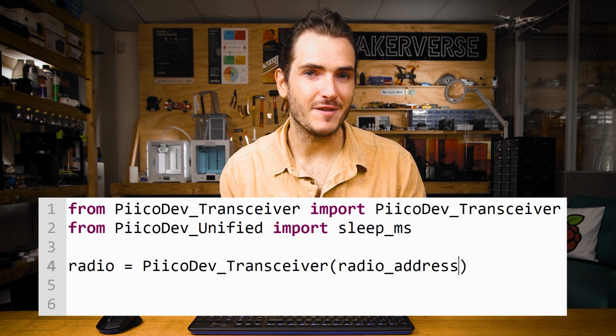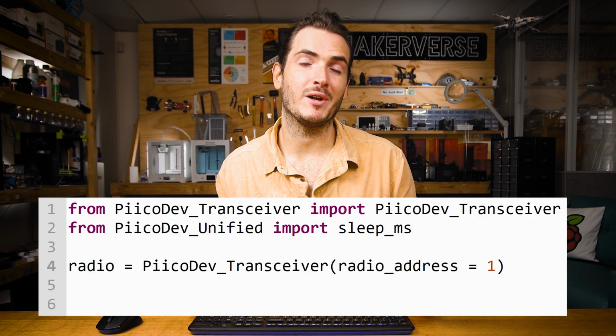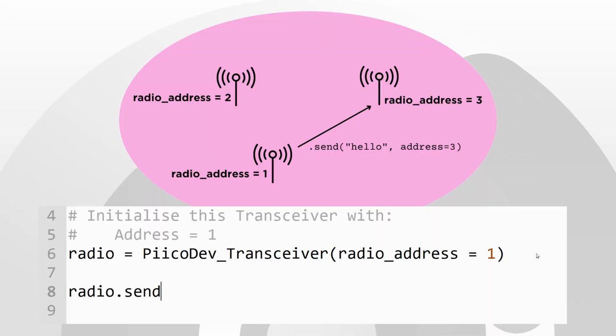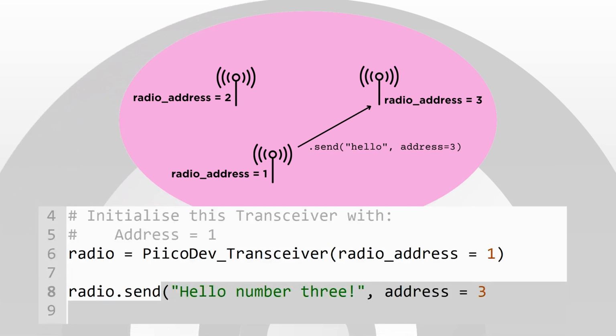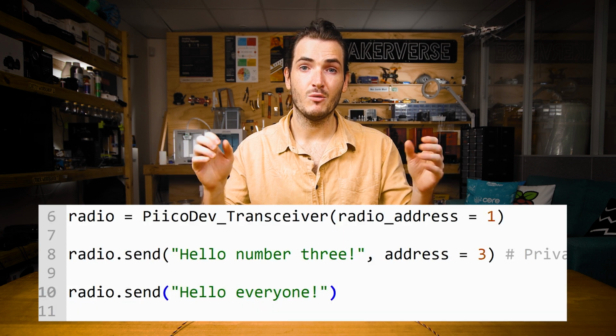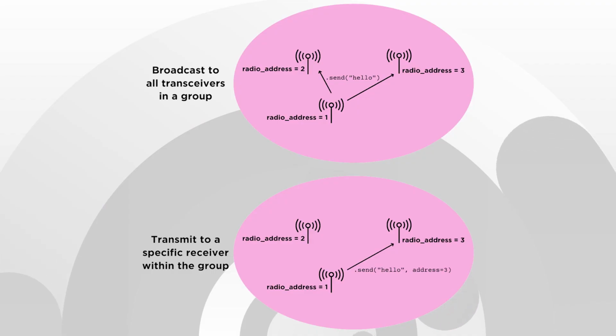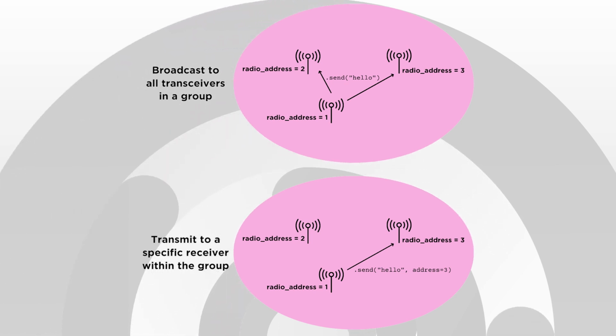Now, for projects with many transceivers, you may want to manage radio traffic using addresses and groups. This will allow you to send messages that are only received by the intended recipients. Transceivers can be configured with a radio address. By default, this is 0, but it can be any whole number up to 127. To send a private message to a specific transceiver, include the address argument when using the send command. When the address argument is not included, send just broadcasts to address 0, which all transceivers listen to. So you can broadcast to everyone with address 0, but then if you want to send a private message, you use the address of that receiver.